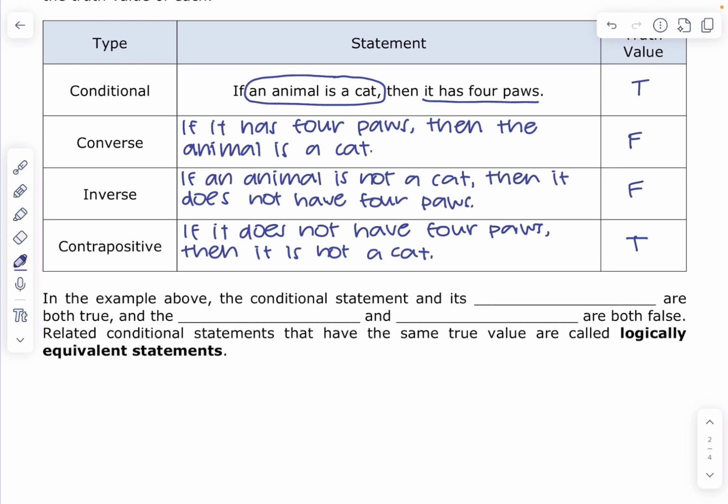Okay, in the example above, the conditional statement and the contrapositive are both true. And the converse and inverse are both false. Okay, related conditional statements that have the same truth values are called logically equivalent statements. Okay, so the conditional and the contrapositive are logically equivalent, and the converse and the inverse are logically equivalent.